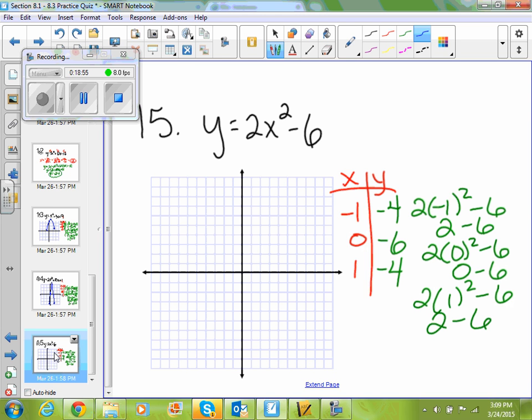So negative 1, negative 4 tells me to go back 1, down 4. 0, negative 6 tells me to go over 0, down 6. And 1, negative 4 tells me to go over 1, down 4. Then you connect your points, and it already has your parabola shape, so you don't have to reflect anything.